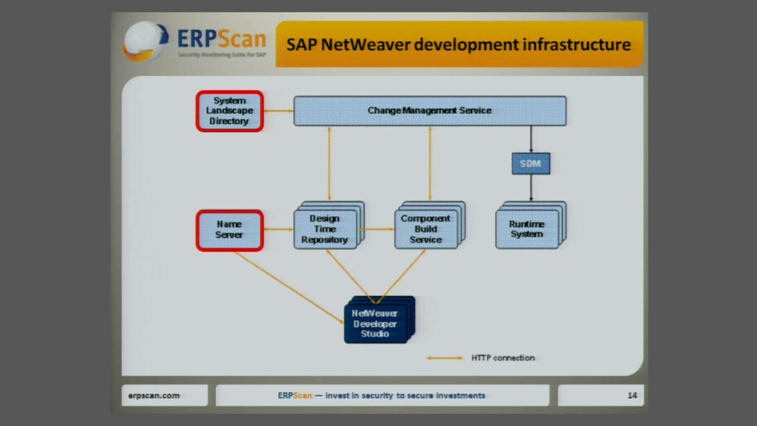Software Landscape Directory, or SLD, plus name server. Name server guarantees the uniqueness of object names. SLD provides management of available products and components and their names. So it is a central source of system landscape information relevant for the management of the software lifecycle.